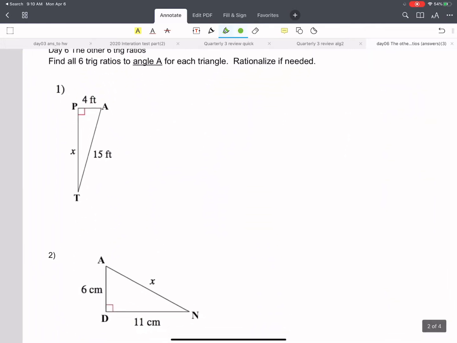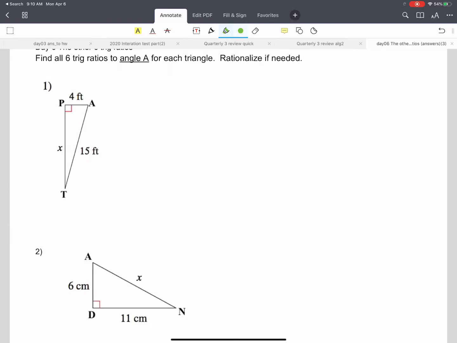So now we are going to be finding all 6 trig ratios for angle A for each triangle. So let's take a look at how that will be. So we have a triangle where we don't know what x is. We're going to need to find that if we're going to find all 6 trig ratios. So I'm going to use my Pythagorean theorem. A squared plus b squared equals the hypotenuse squared. So x squared plus 4 squared equals 15 squared.